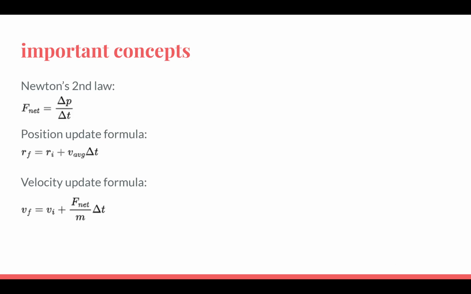The important concepts for this experiment are Newton's second law, which states that F net is equal to the change in momentum over change in time. In addition, we have the position and velocity update formulas to predict our motion and the change in position for our computational model.